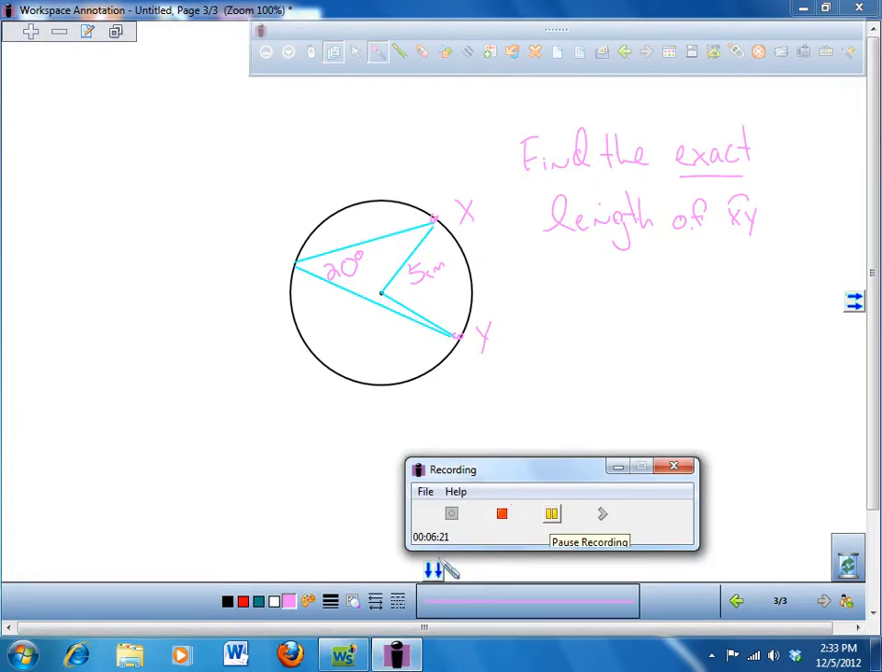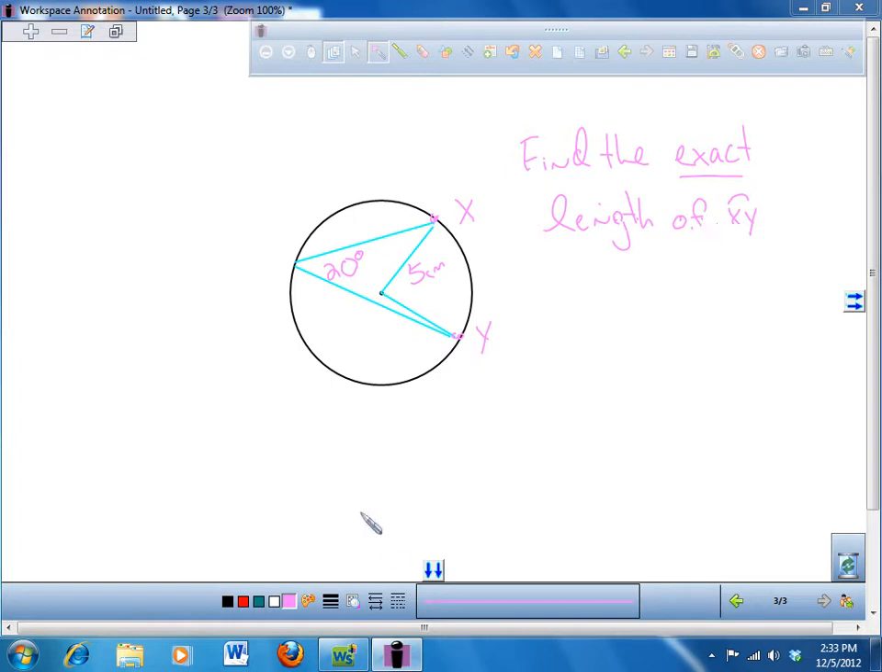Okay, so you guys see if you can do that right now. Okay, find the exact length of XY. Well, you have to know that that means the short one, right? Because if it has a letter in the middle, then it means these go the other direction. Okay, so let's see.